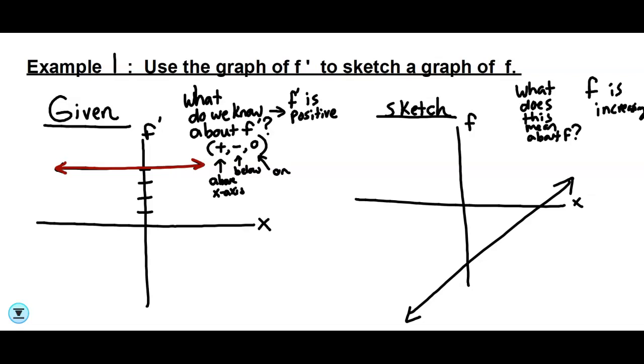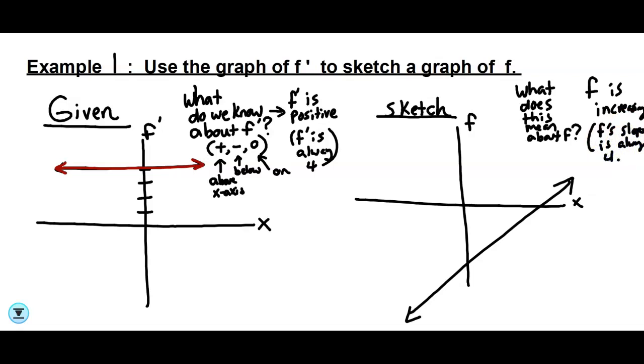So since the slope is positive, this graph has an upward bend to it. Now you can get more specific. Instead of saying, what do we know about f prime? Oh, well, it's positive, you could say f prime is always 4. I mean, look at the graph. It's at y equals 4. So f prime is always 4. So what does that mean about f? f's slope is always 4.